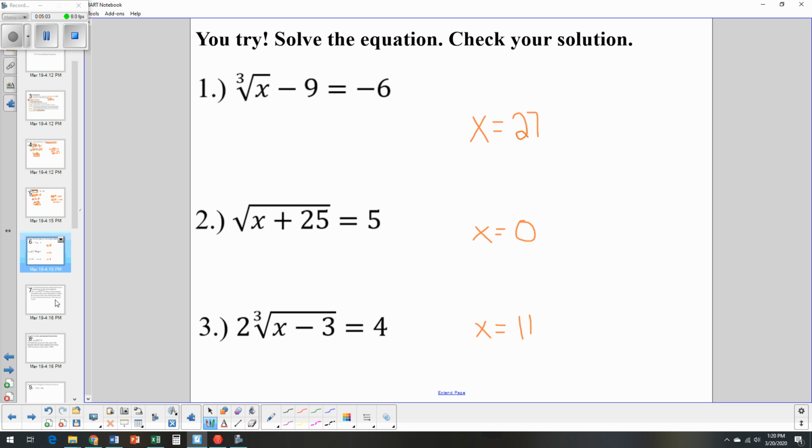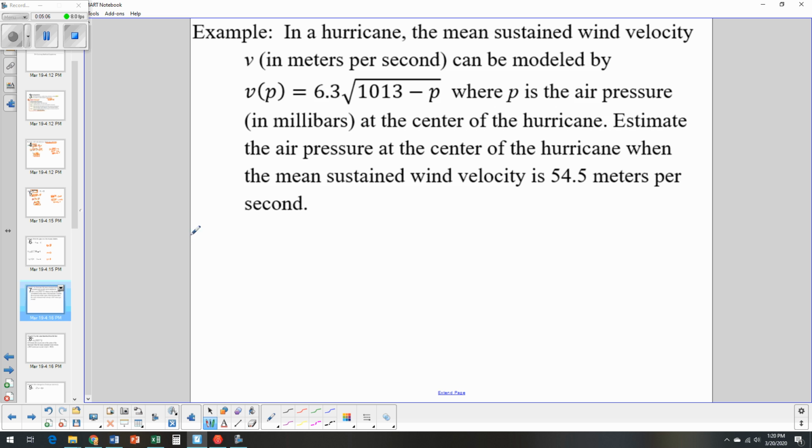All right, moving on. We have a word problem here. In a hurricane, the mean or average sustained wind velocity V, represented in meters per second, can be modeled by V of P equals 6.3 times the square root of 1013 minus P, and P is our air pressure in millibars at the center of the hurricane. We want to estimate the air pressure, so we're going to find P at the center of the hurricane when the mean sustained wind velocity, or V, is 54.5. So this is the value we're going to substitute in here.